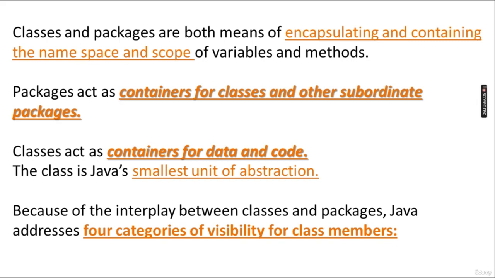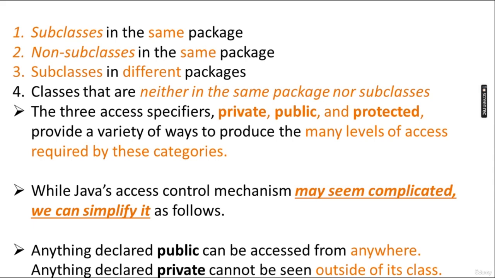Because of the interplay between classes and packages, Java addresses four categories of visibility for class members. First category: subclasses in the same package. In one package, you have multiple classes, and they are related to each other. One class is inheriting another class, a third class is inheriting the second class, and so on.